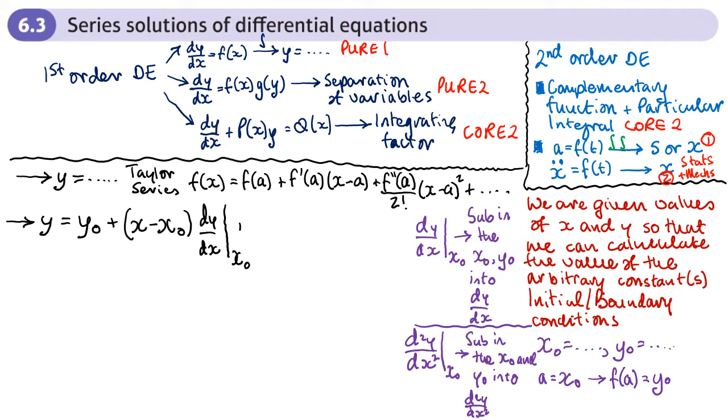Then the next term, well, again, I'm going to swap the order. It just makes it a bit easier to write it over 2 factorial. So x minus x0 squared. Okay, so that just matches up with this bit. I'm going to write this over 2 factorial, like this. And this gets multiplied by the second derivative, f double dash of a. And the a is x0, so this means substituting the initial conditions, plus dot dot dot.